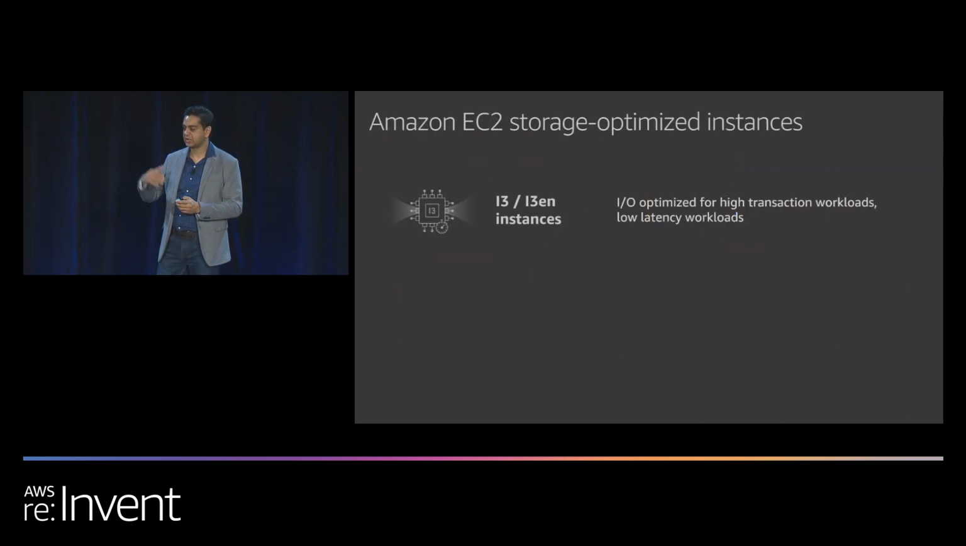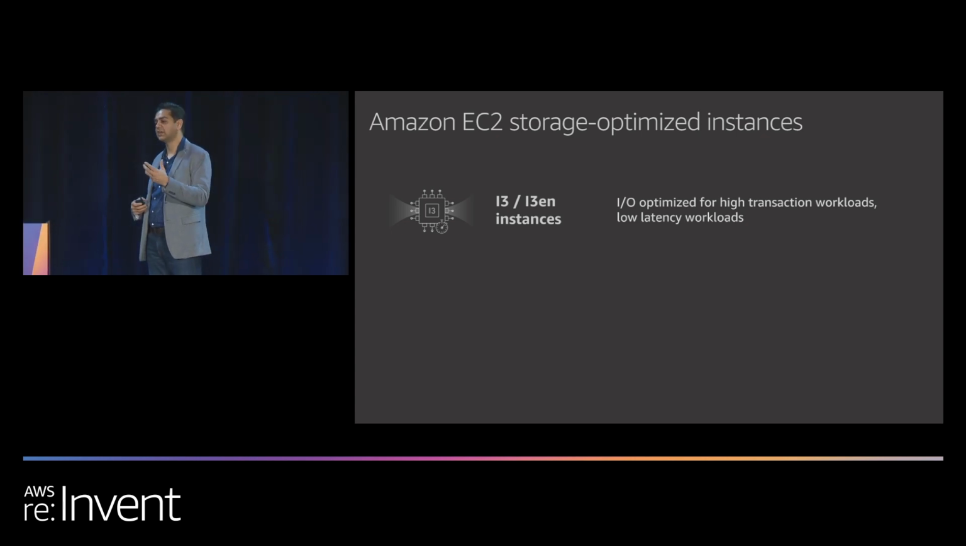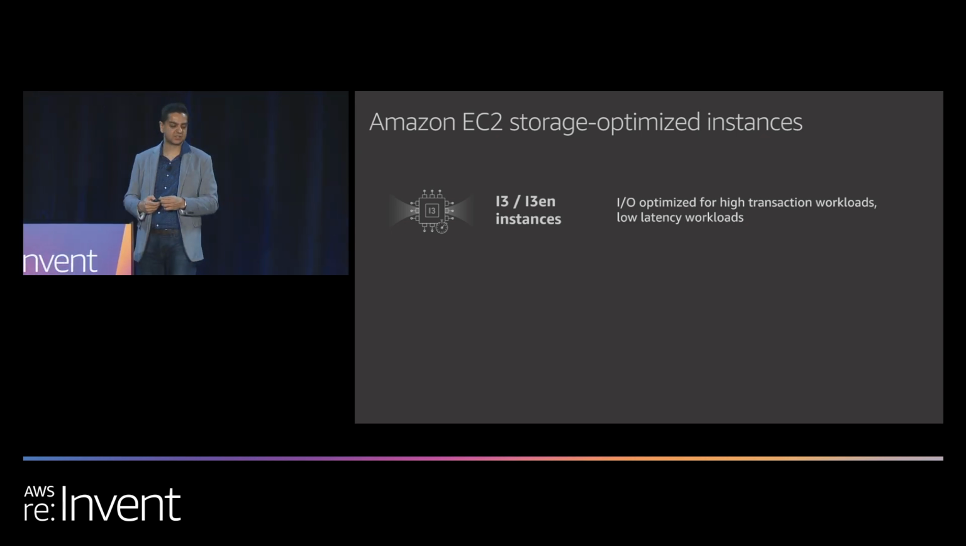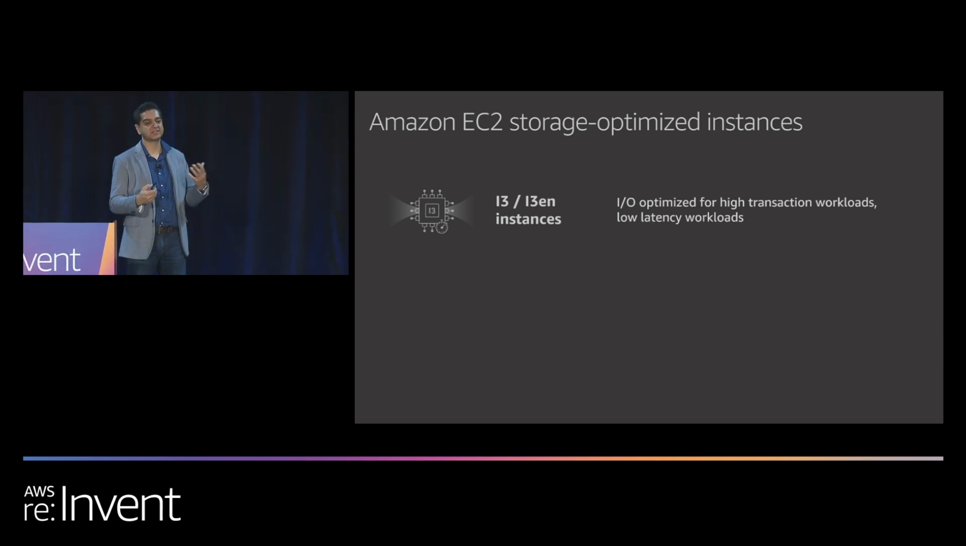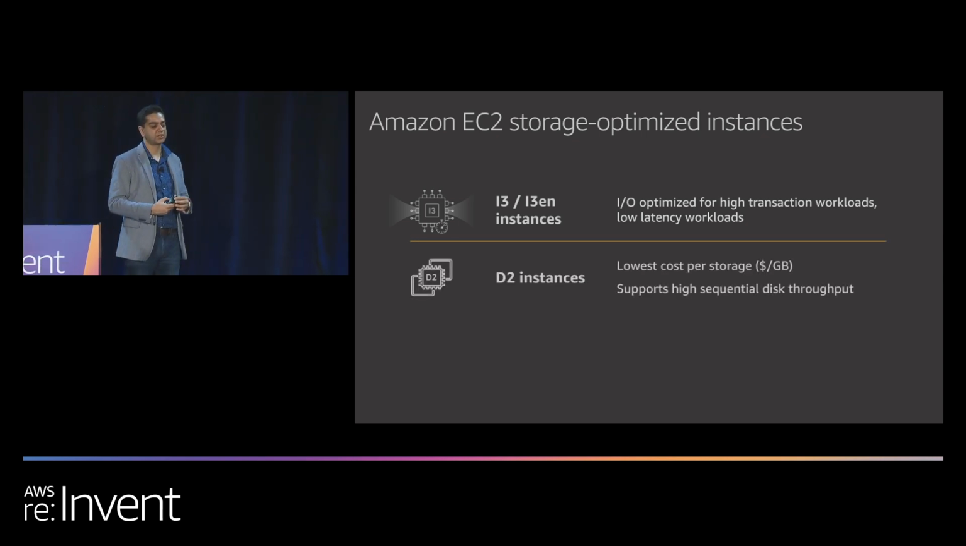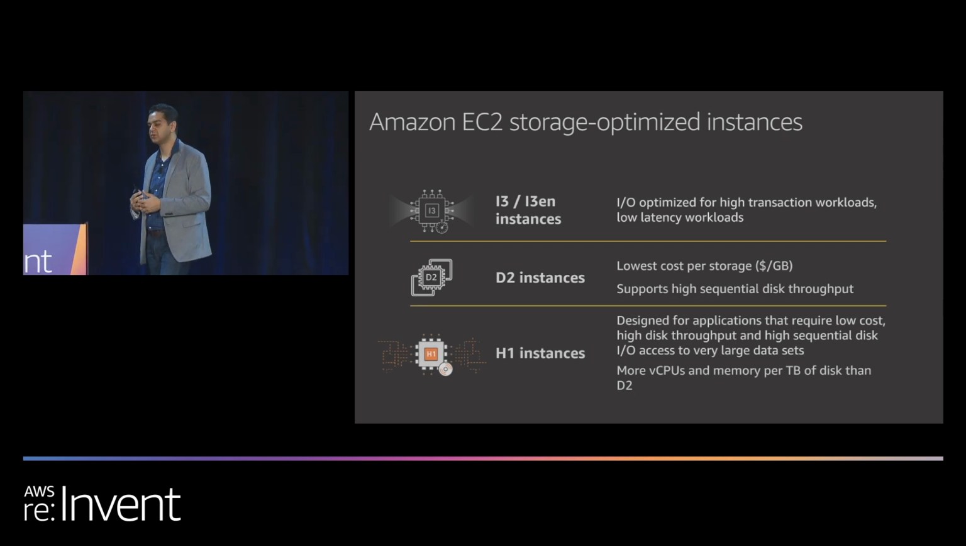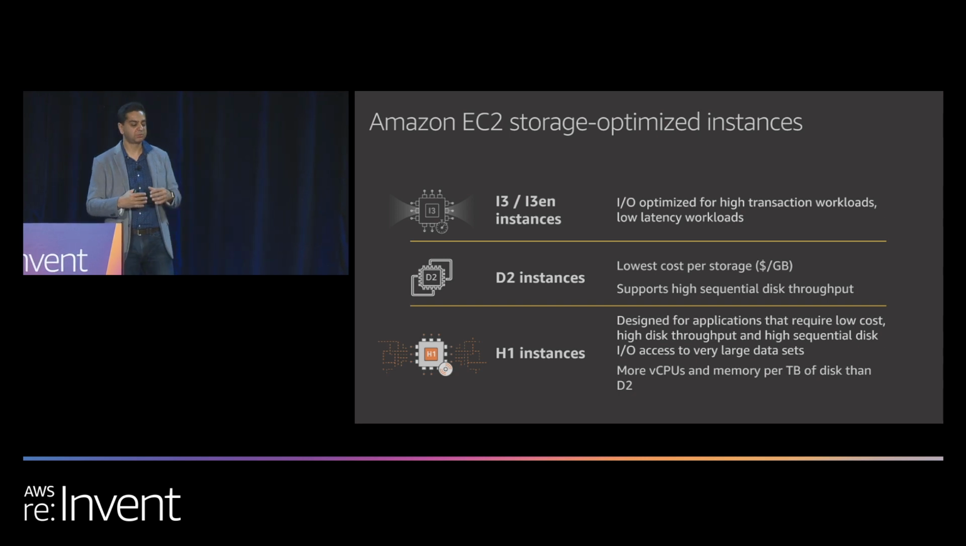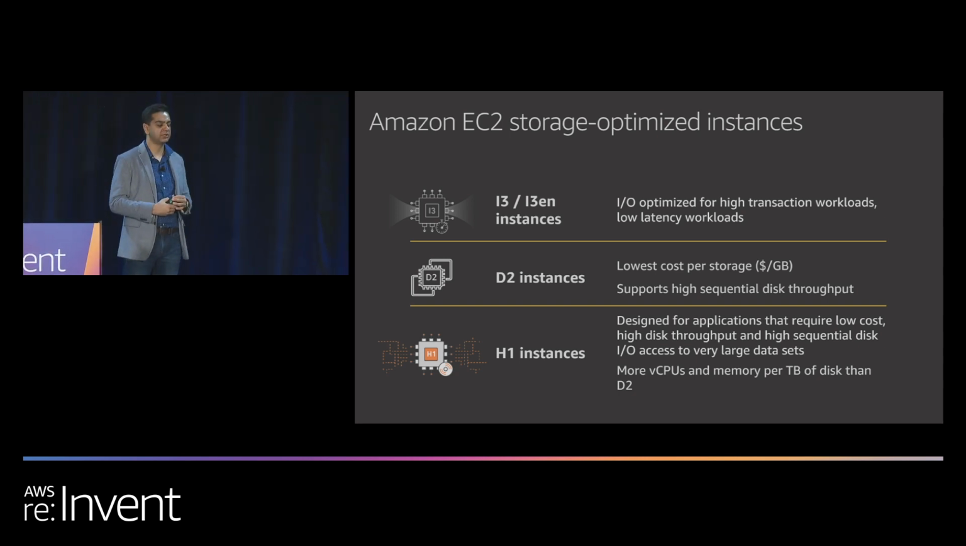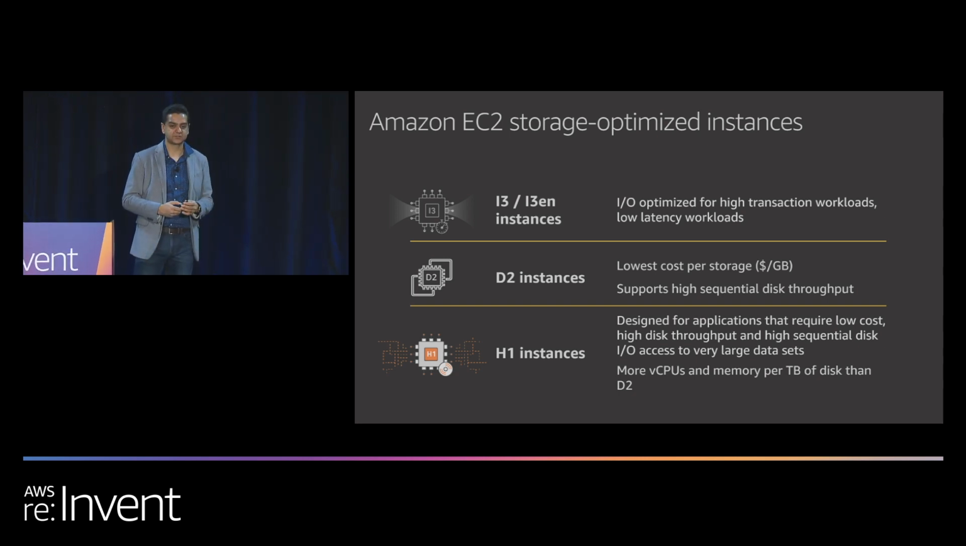So again, a quick rundown of instances in this family. We have our i3 and i3EN that are the latest instances in this category, and they provide access to NVMe SSD-based storage. D2 instances provide the lowest dollars per gigabyte in our portfolio using rotating media drives. And then H1 is a slightly different variant on D2. It still has rotating media drives, but provides more vCPUs and memory than our D2 instances.